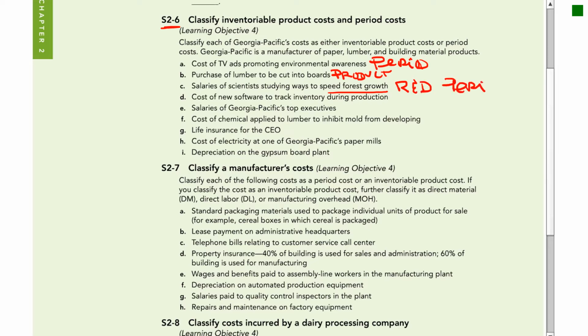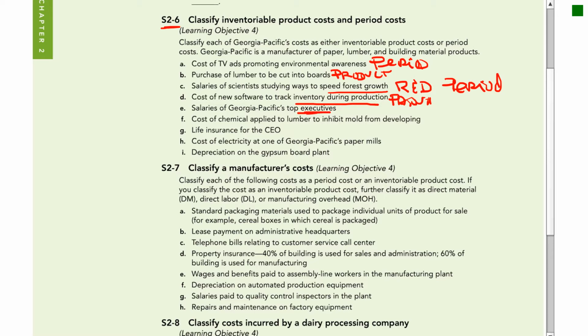R&D would be considered a period cost, not inventory. Letter C is going to be period. Letter D, cost of new software to track inventory during production. That is going to be a product cost because it's part of production. Think of anything that's involved in the production of the goods as attached to a product cost. So software would be product, and if we had to further break it down, we'd most likely say that's going to be overhead.